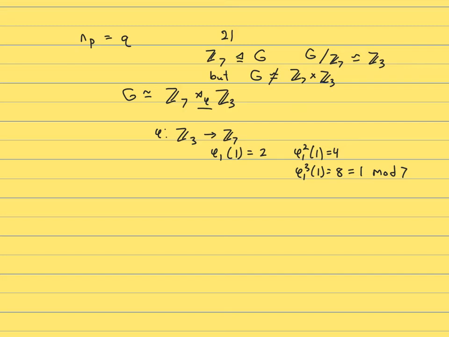And so of course you see what phi of negative 1 has to be in order for this to actually be a group operation. It's going to be the one that sends 1 to 4. And then you do get this automorphism.